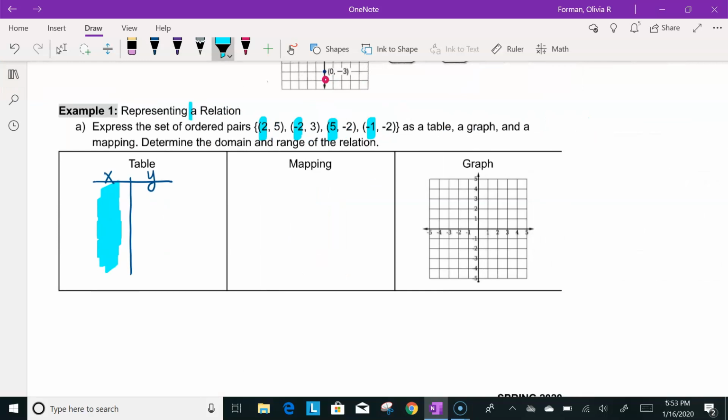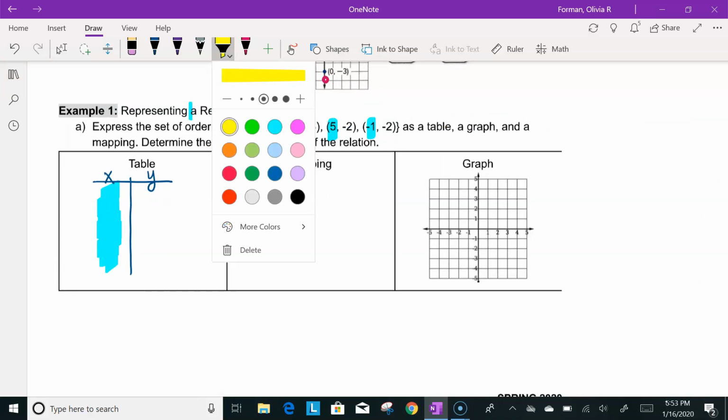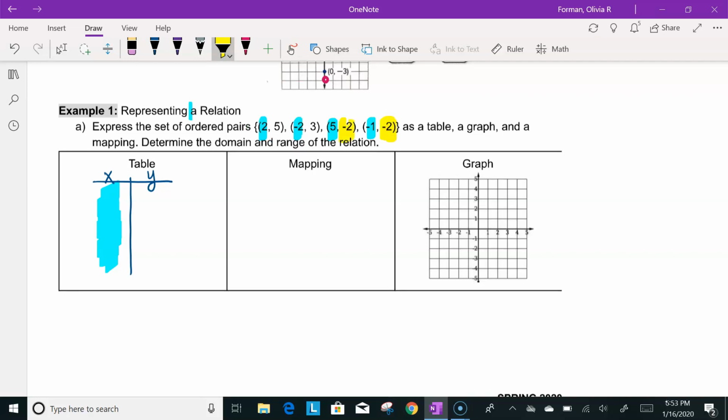If I go and look over at the Y, okay, so here, these are your Y values. They're going to show up in this table across from their X value. So I just say 2, 5, -2, 3, 5, -2, and -1, -2.